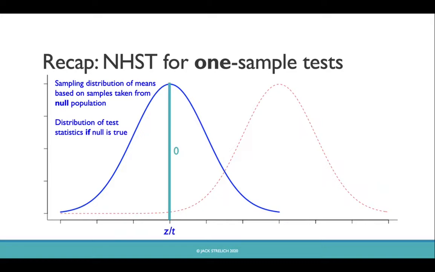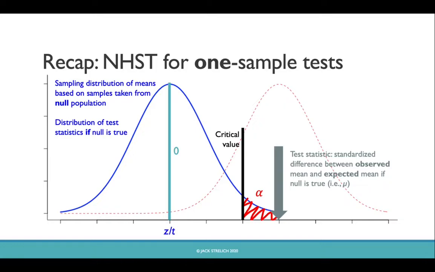And as I mentioned before, because we know the precise shape of this sampling distribution, we can figure out what proportion of it corresponds to any given alpha level. In other words, if we select an alpha level of 0.05, we can define precisely which proportion of this distribution falls within that 5%. And we can define the precise critical value, either z or t, that defines the boundary between our critical region and the rest of the distribution. Then, once we've calculated our test statistic, in other words, the standardized difference between the observed mean and the expected mean if the null was true, we can simply compare our test statistic to the critical value.